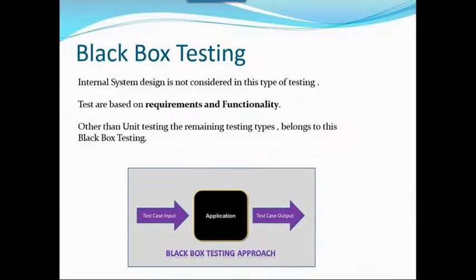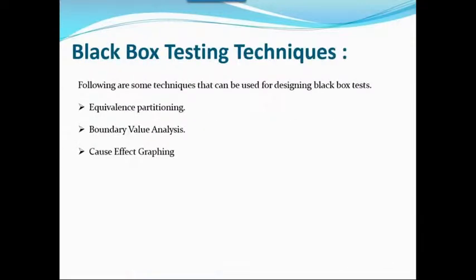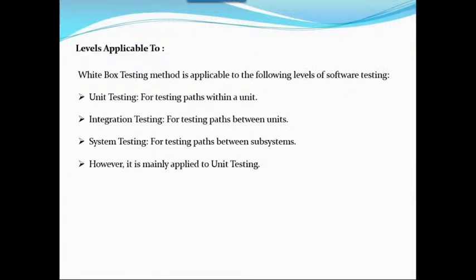Other than unit testing, I told you, right, unit testing is done by the developer. Other than unit testing, the remaining types belong to black box testing only. So in real time, we are the black box testers and the functional testers. We need to check the functionality and whether the application is working as per the given requirements and functionality. Okay, is it clear? Anybody have any questions?